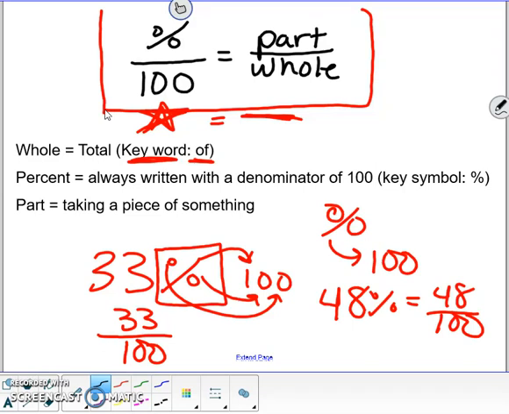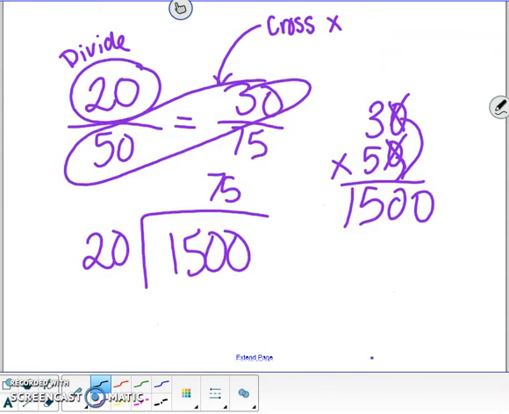Then for percent, it's always written with a denominator of 100, and the key symbol is a little percent sign that can be rearranged to write 100. And our part is whenever we're taking a piece of something. I don't necessarily have a keyword for part, but if you use the keyword for whole and the key symbol for percent, the only number left over is going to be the part. So let's look at an example.